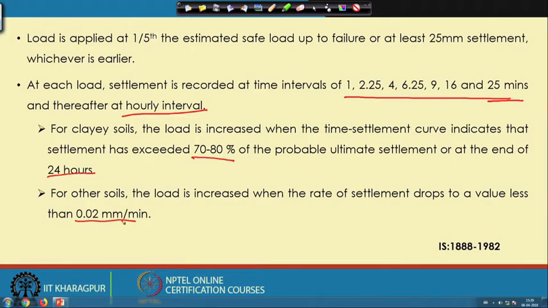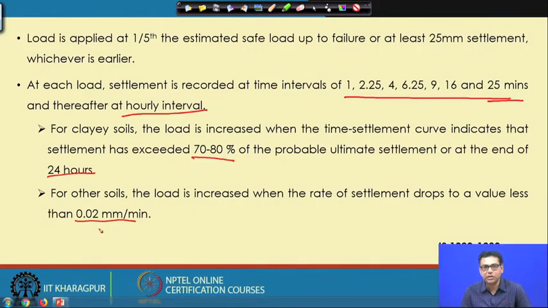it may take a few minutes to a few hours, but if it is granular soil, the range is 0.02 millimeter per minute. So, if your settlement rate reaches this limit, or if it is less than that, that means the change in settlement is 0.02 millimeter per minute, then we will stop. So, for the sand we will get this very early, because most of the settlement is immediate settlement. But as I mentioned, this test is also suitable for granular soil, but for the clay also we can do this test.